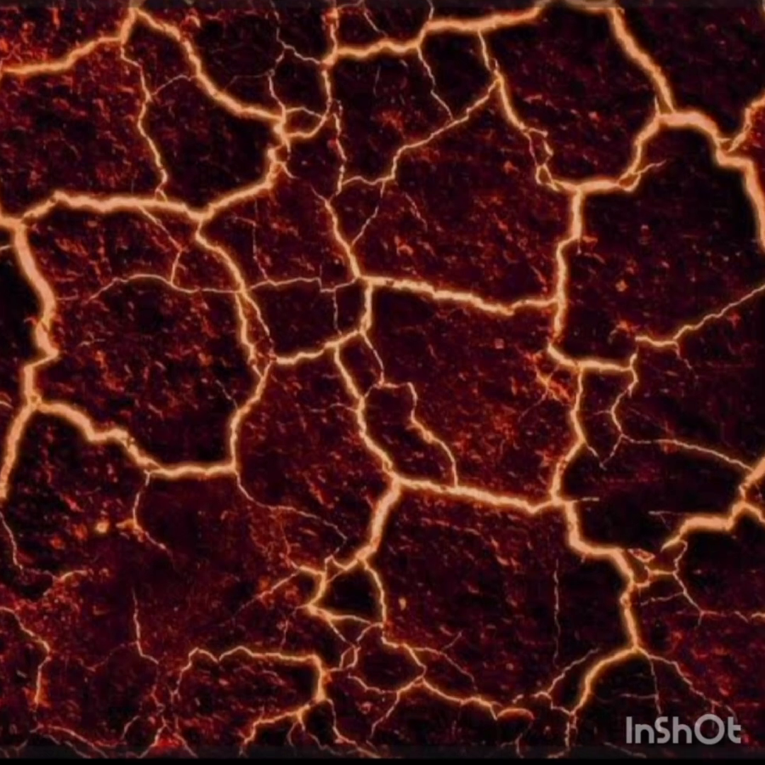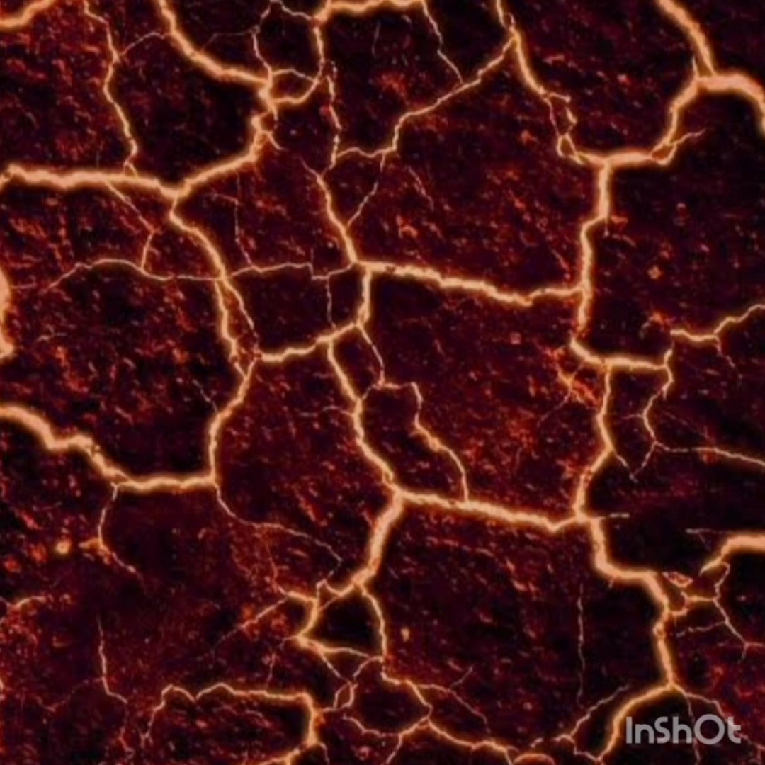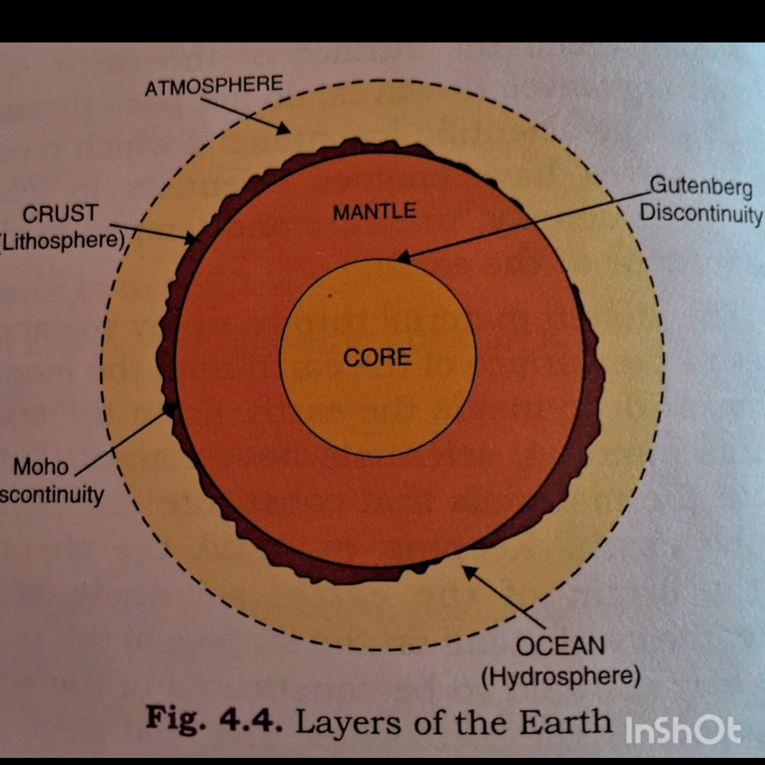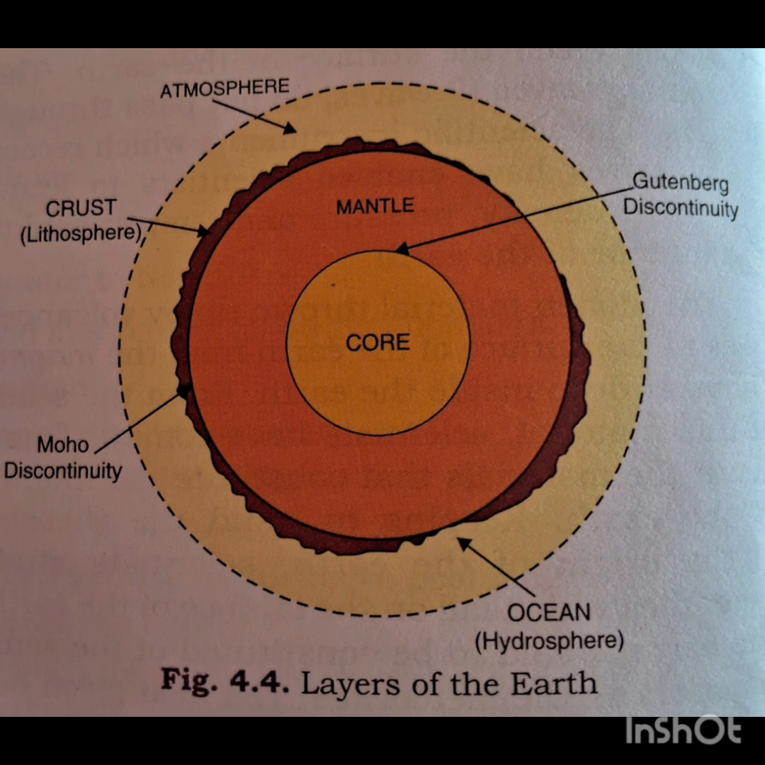The entire core is about 7,000 kilometers in diameter, and here the temperature is 4400 to 6000, that means 4400 degrees centigrade to 6000 degrees centigrade. Now, it is generally believed that the core is composed of iron and nickel, which is responsible for the Earth's magnetism and gravitational pull.